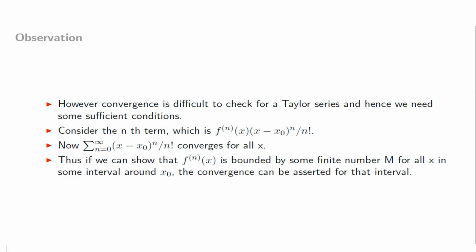The convergence is difficult to check for a Taylor series, and hence we need some simpler sufficient conditions. So consider the nth term, which is the nth order derivative of f(x) multiplied by x minus x naught whole to the power n divided by n factorial. Now the series with nth term x minus x naught whole to the power n divided by n factorial converges for all x. Thus, if we can show that the nth order derivative of f(x) is bounded by some finite number m for all x in some interval around x naught, the convergence can be asserted for that interval.